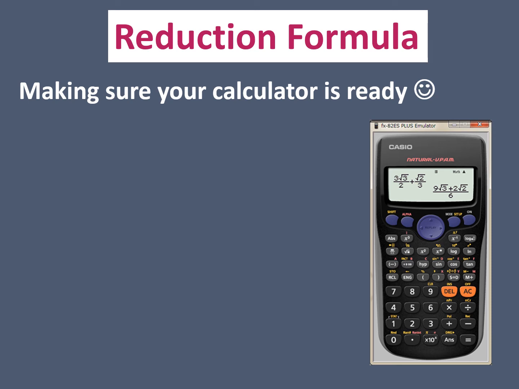Today we're going to look at the reduction formula in trigonometry. Before we start, we need to make sure that the calculator is on the correct setting. So turn your calculator on and type sine 30 equals. Your answer should be a half.